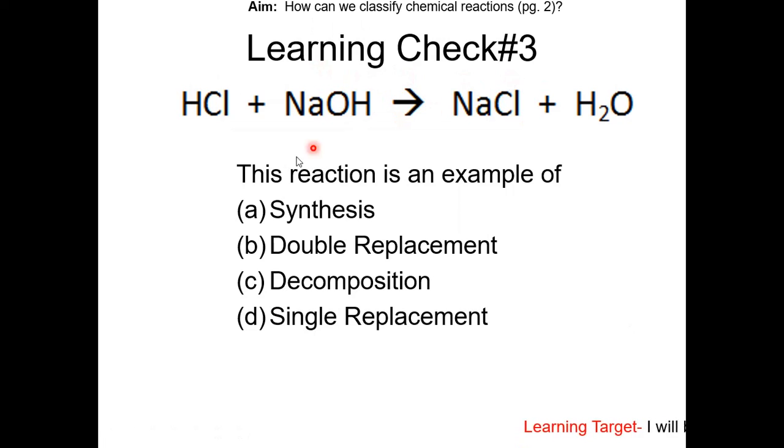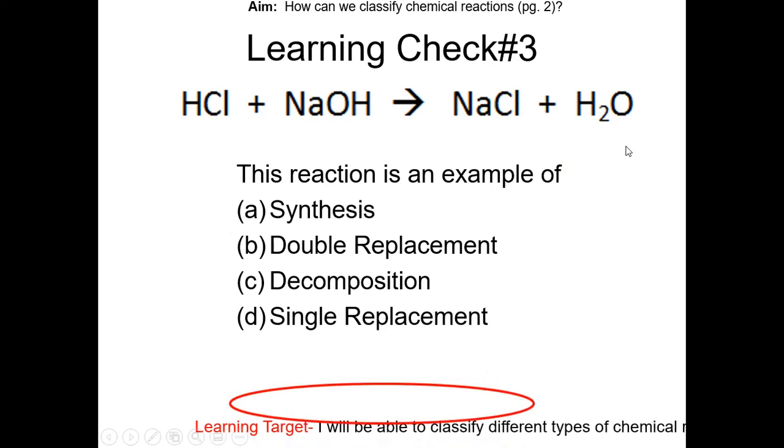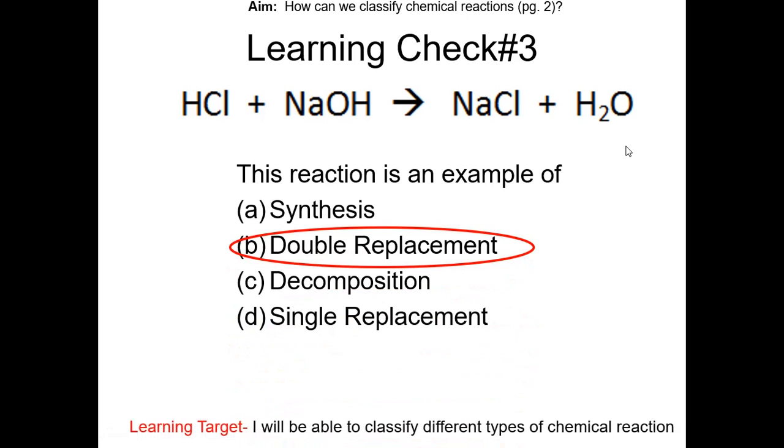Learning check number 3. This reaction is an example of what? Pause the video and resume once completed. Since this is compound plus compound gives us compound plus compound, the answer is B, double replacement.